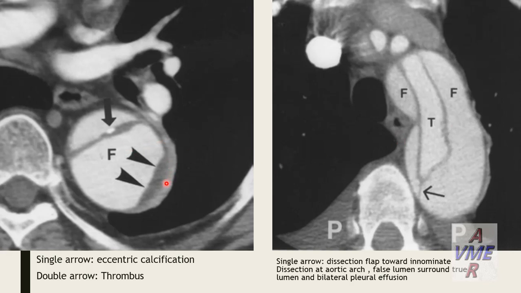False lumen being where we have thrombus here, true lumen being where we have calcification, and this is the dissection flap toward the innominate artery, dissection at the aortic arch, and the false lumen surrounding the true lumen, and bilateral pleural effusion.